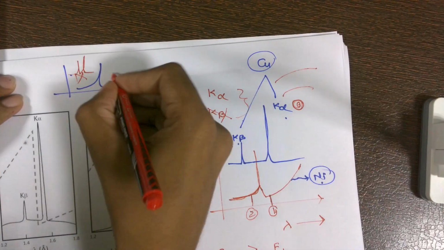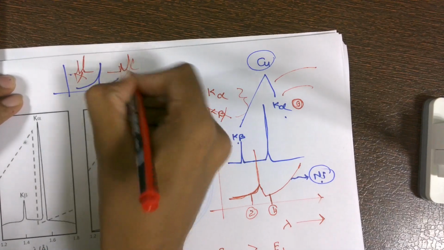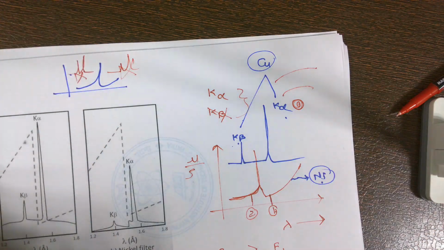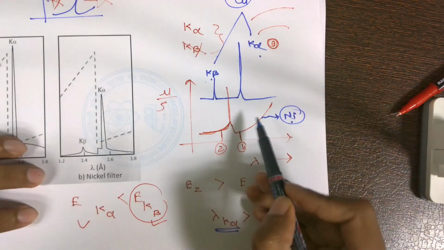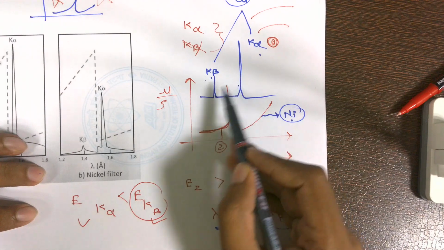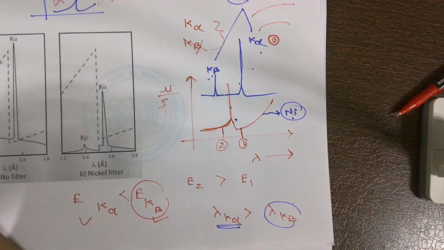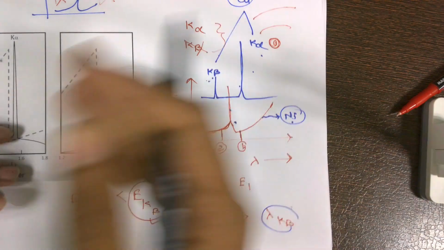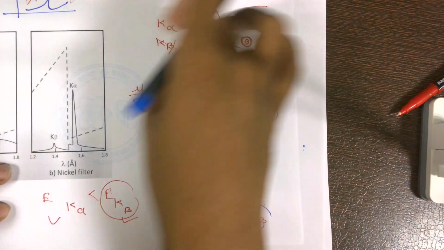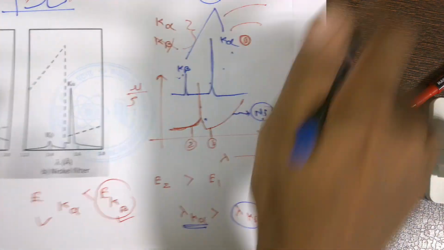This case is not preferred, and neither is this case. We very smartly have to pick a material whose K edge will lie in between the K alpha and K beta. And now we can understand these things. Let's draw again. I'm just going to draw this diagram again.